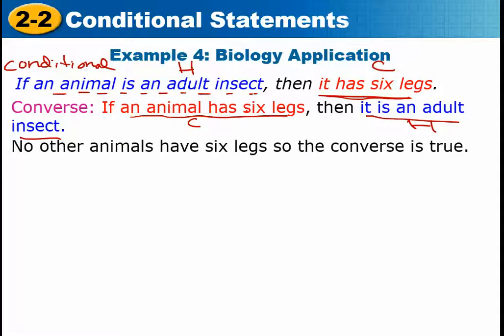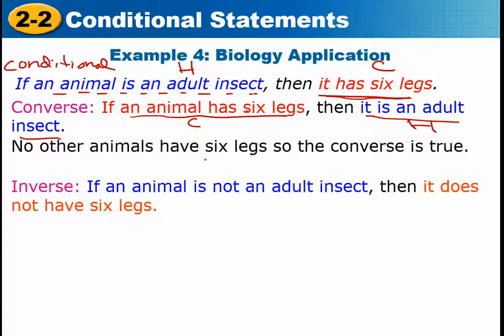Oh, we have to judge if it's true or not. No other animals have 6 legs, so the converse is true. If an animal has 6 legs, then it's an adult insect. So that's a true statement. Okay, now the inverse. For inverse, you keep the hypothesis and the conclusion in the same order. So this was the hypothesis before, and this was the conclusion before, but we put the word not in both of them. If an animal is not an adult insect, then it does not have 6 legs.